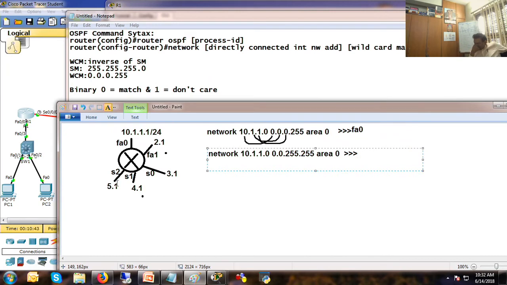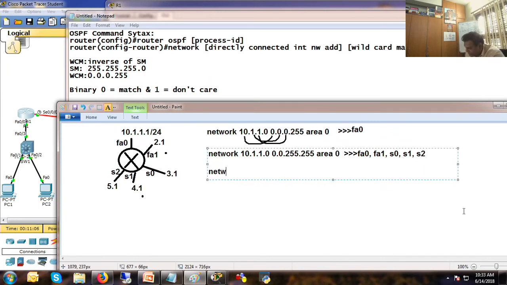All of them: FA0, FA1, S0, S1 and S2. 5 interfaces will be added. All 5, right? Are you understanding? One command will add all the 5 interfaces. One more command I'll give. Network 10.1.1.1 0.0.0.0 area 0. Which interface will be added?